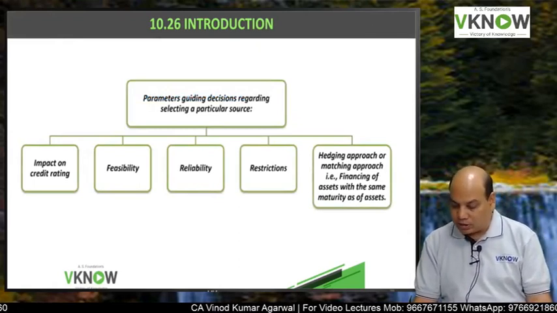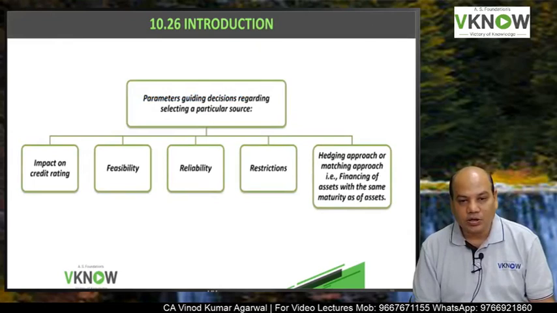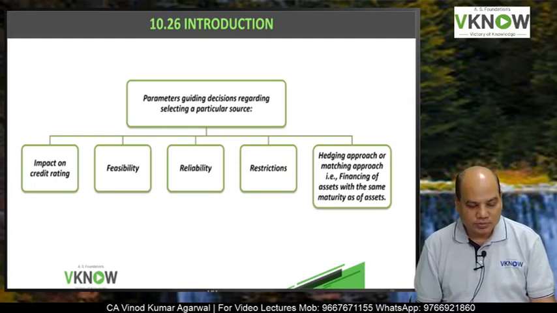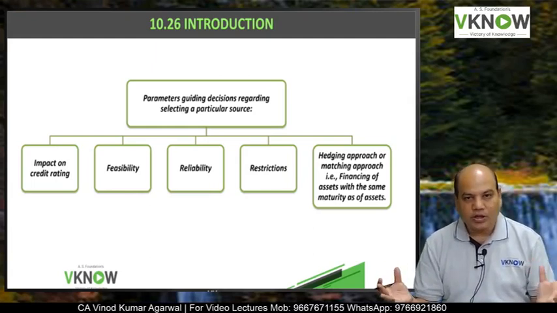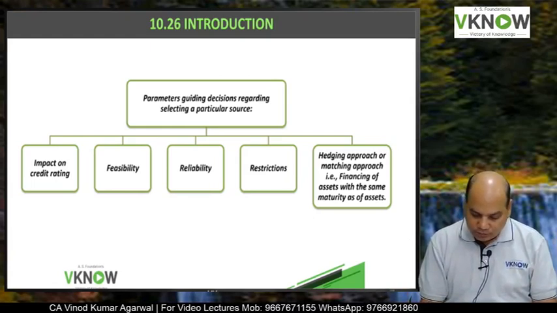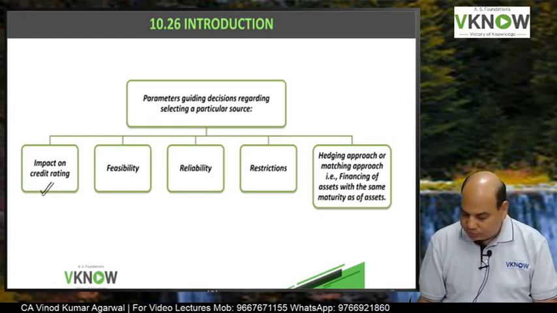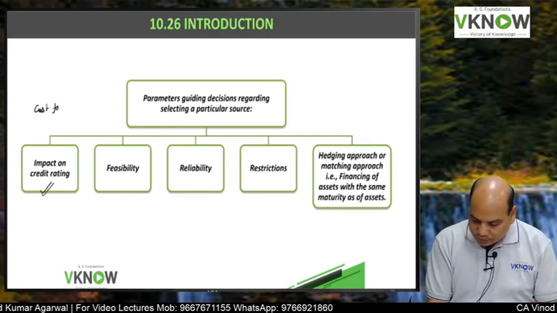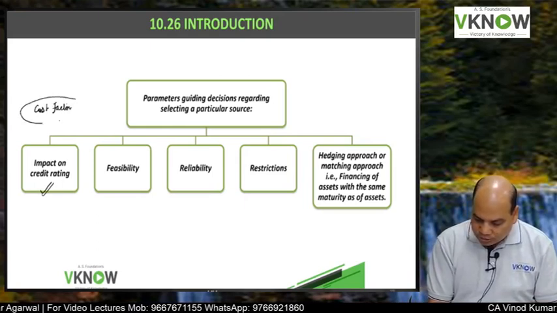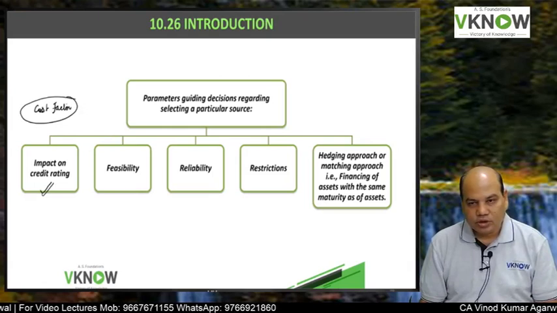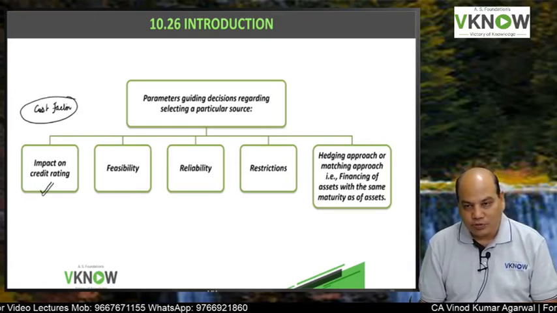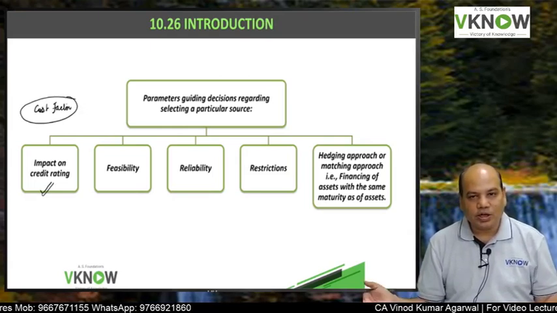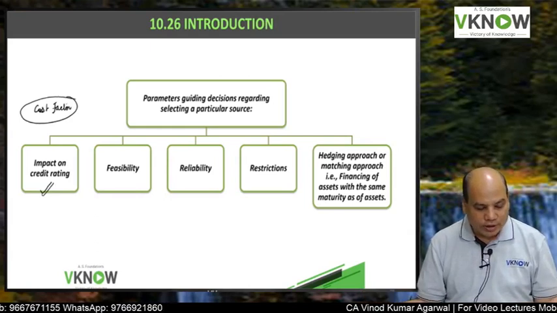Next point is parameters guiding the decision regarding selecting a particular source. When you become the finance manager after some years, you will need to raise funds for working capital. What factors will you keep in mind? First, you have to check the cost factor, which I have not written. Cost of borrowing should not be too high, otherwise you will not be able to generate profit for the company. If the interest rates are too high, all your EBIT will go in payment of interest, so earning after tax will be low or zero or negative.